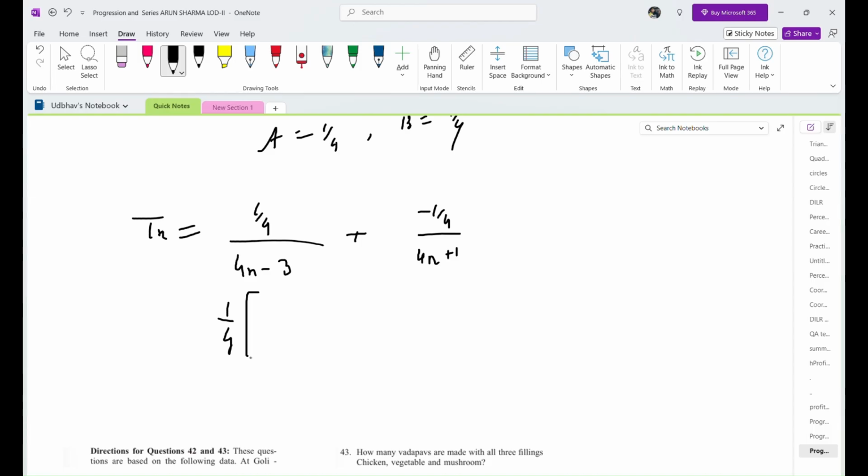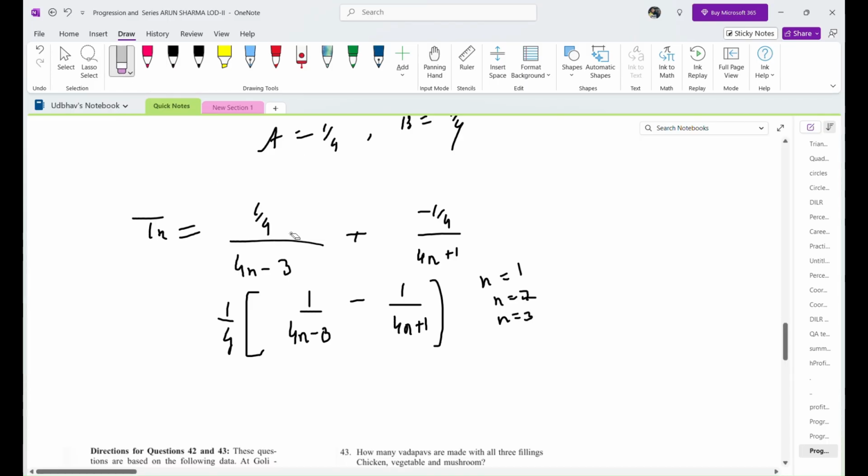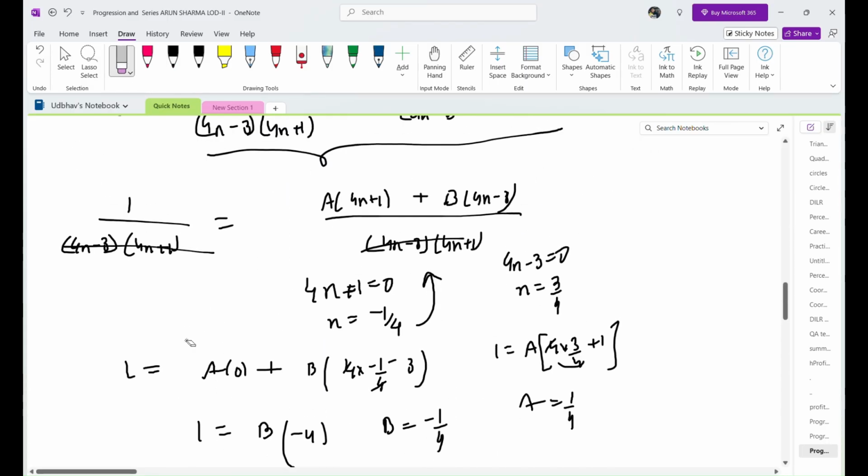We can take 1 upon 4 common and we can write it as 1 upon 4n minus 3 minus 1 upon 4n plus 1. So now can you see we got something similar? We got something like this term minus this term, and we can now just put the value of n equals to 1, n equals to 2, n equals to 3, up till there. So I'm going to erase this thing.